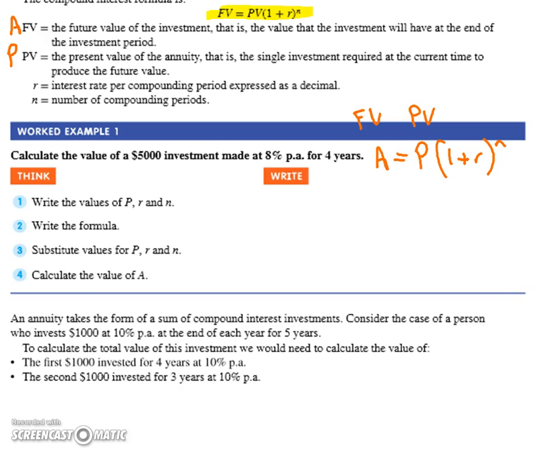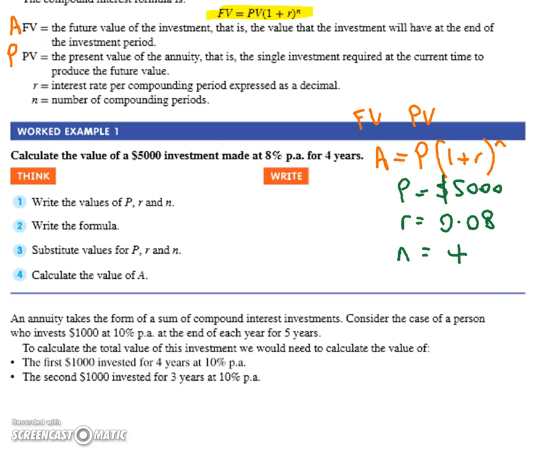Then we're going to write down what we know. Well, we know that the principal is $5,000. We know that the rate is 8%, which is 0.08 as a decimal, and we know it's for 4 years. It doesn't say anything other than 4 years, so we assume it compounds annually. Then we just chuck it in.